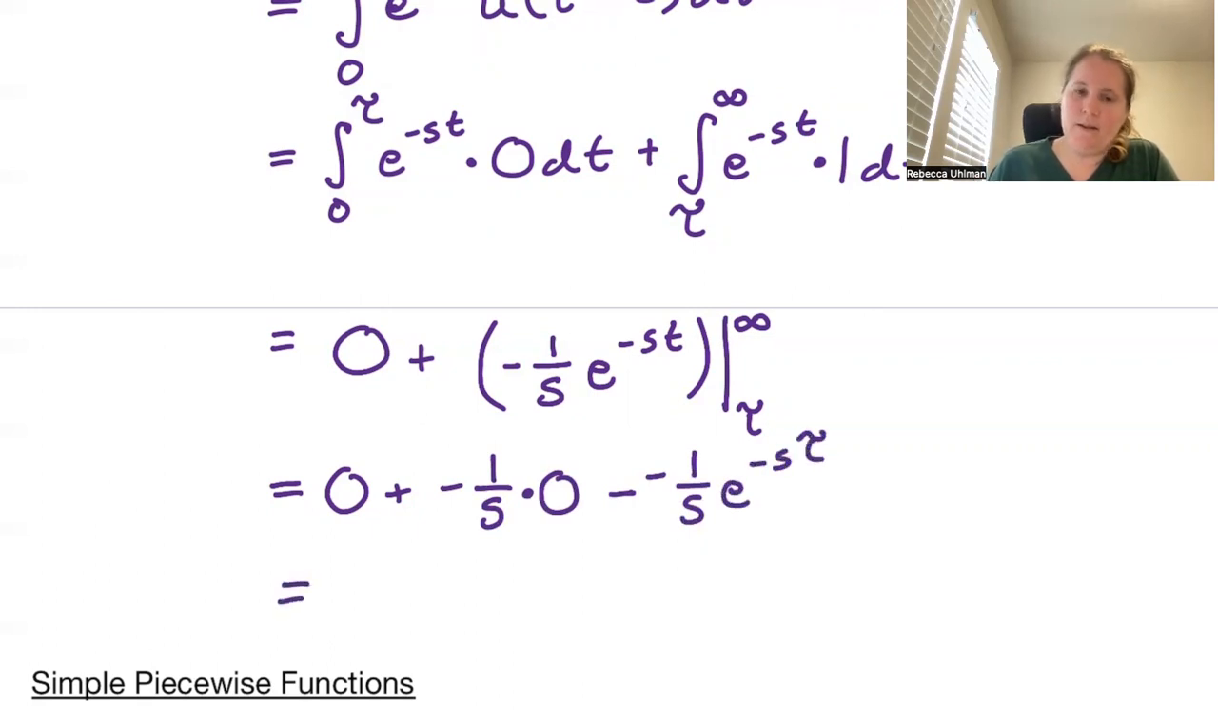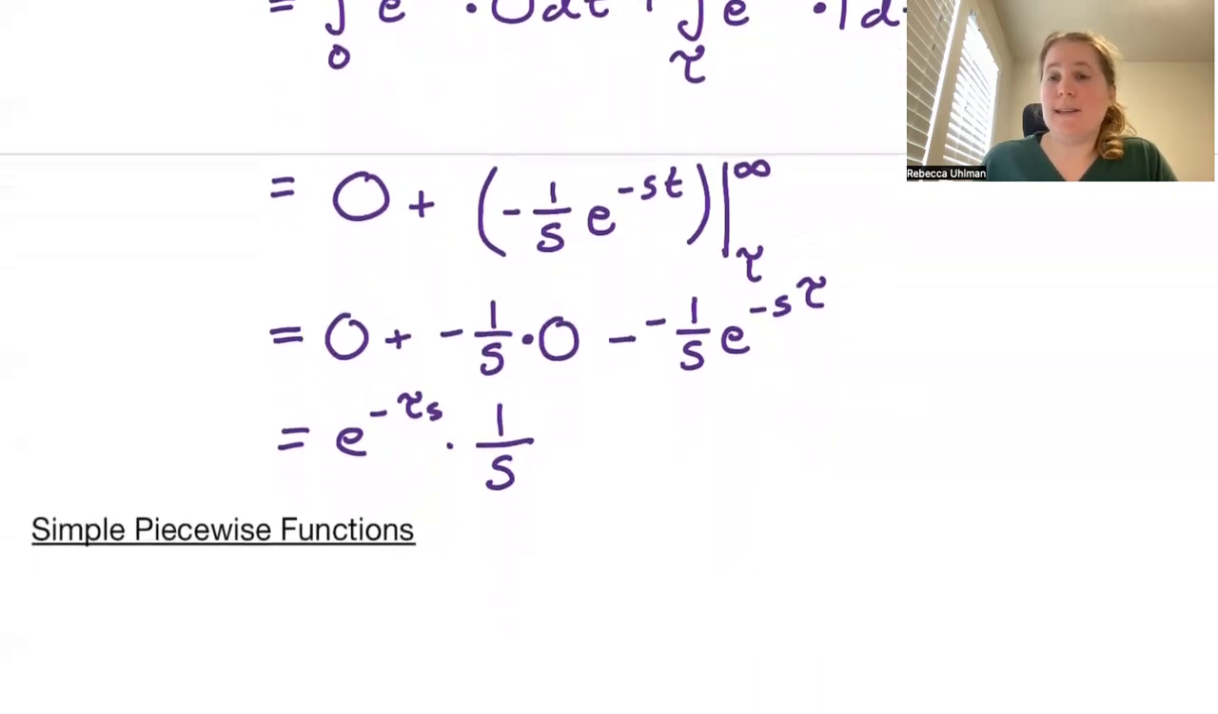And so we wind up getting that this Laplace transform of the basic unit step function, where we switch to 1 at tau, is just 1 over s times e to the negative tau s, or e to the negative tau s times 1 over s.